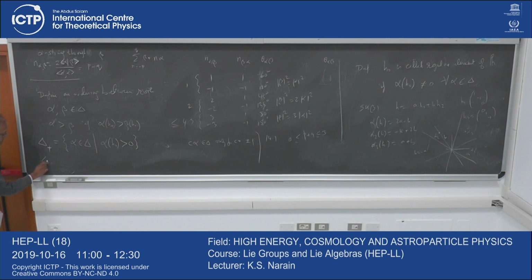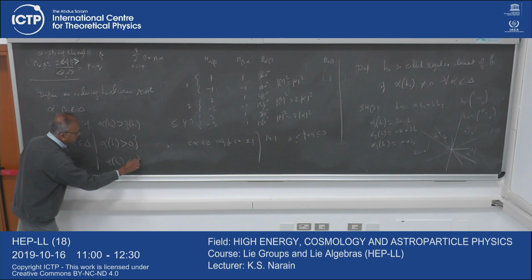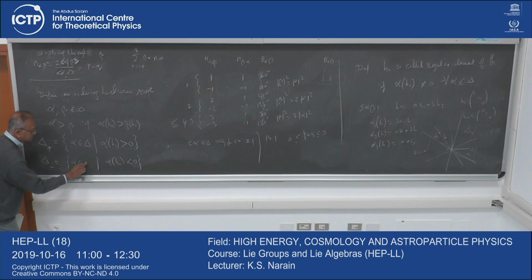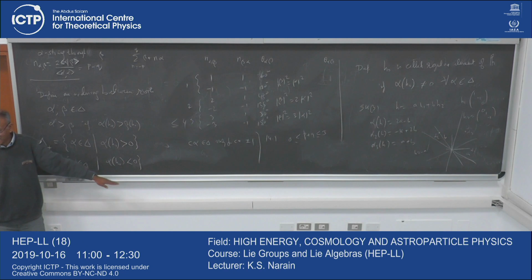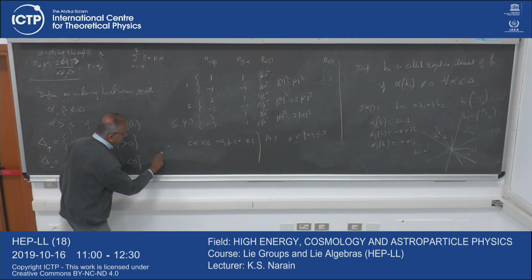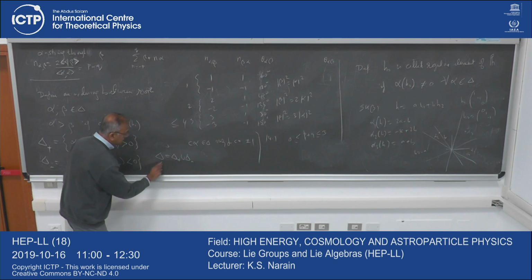And of course, delta minus will be the opposite: alpha of H naught strictly less than 0. You see, there is no 0. That was the reason, because we have already chosen a regular point. So there is no 0 anyway. So it clearly splits into two parts. And so therefore we see that delta is equal to delta plus union delta minus, and delta plus intersection delta minus is 0.